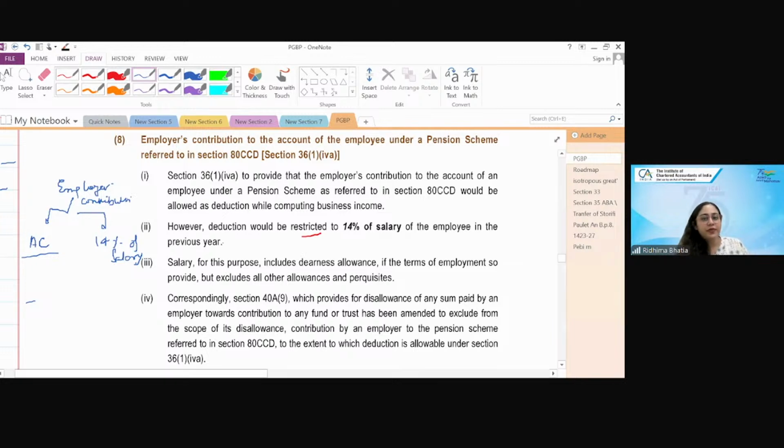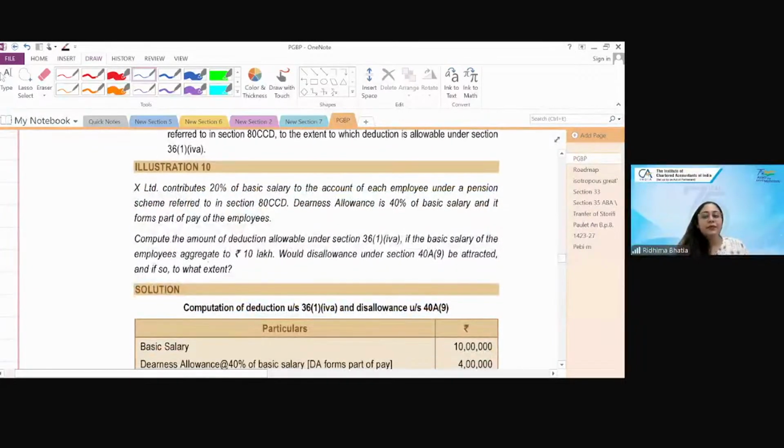Okay. Now, there's one question also. X Limited contributes 20% of the basic salary to the account of each employee under a pension scheme referred to in ATCCD. DNS allowance is 40% of the basic salary and it forms part of the pay of the employees. Calculate the amount of deduction allowed under Section 36, subsection 1, clause 4A. If the basic salary of the employee aggregates to 10 lakh, what would be the disallowance under Section 40A and 9? So whatever is allowed is under Section 36. The amount which is not allowed is there under Section 40A.